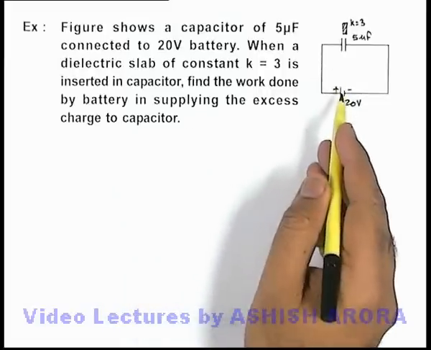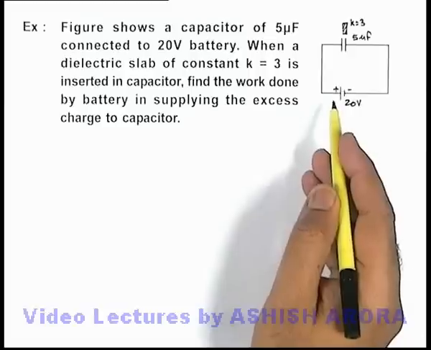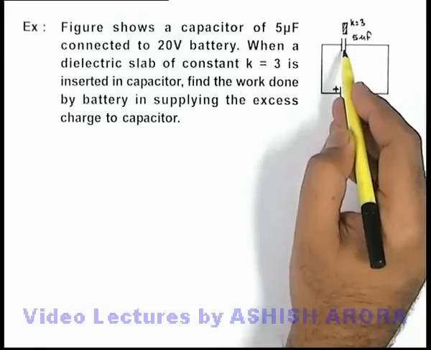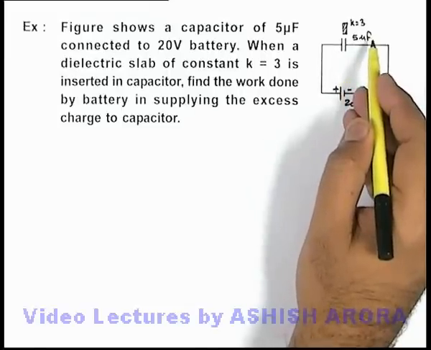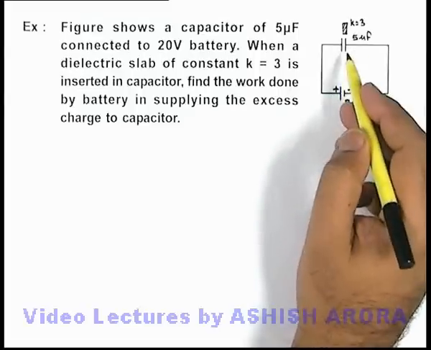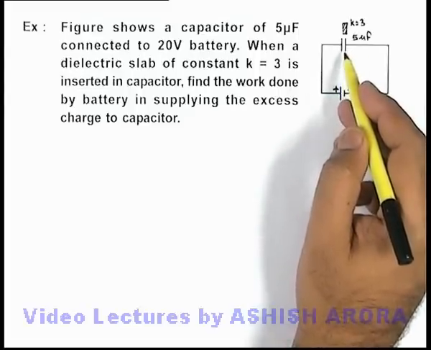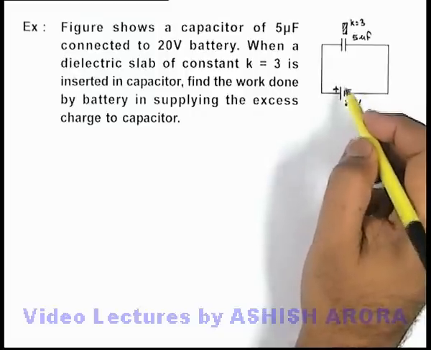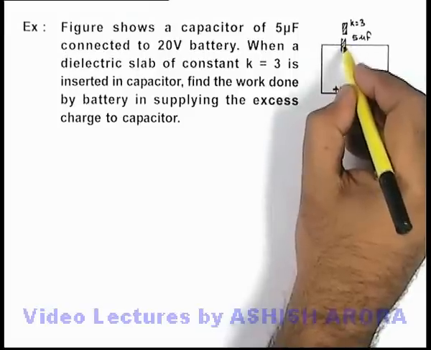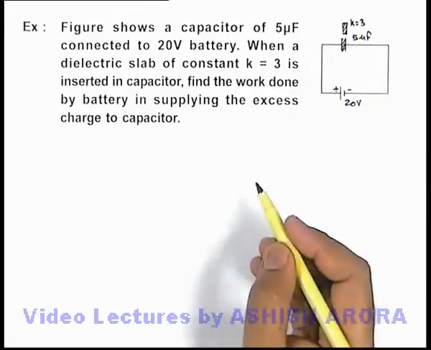Here we can directly state, and we also studied in the previous sections, that when a dielectric is inserted into a capacitor, its capacitance increases, and to achieve a new steady state, battery has to supply some more charge to the capacitor, and in supplying excess charge, battery has to do some work. So in this situation, when the dielectric is inserted, its capacitance will change.